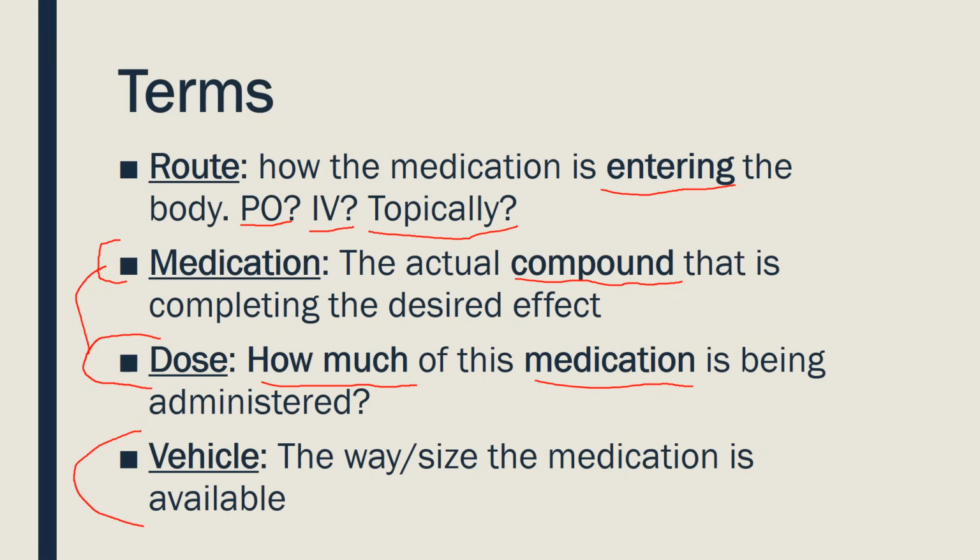The final one is one that people often have trouble with, and that's the vehicle. Think of what a vehicle does in real life. When you think of vehicle, you think of a car, and a car takes you from point A to point B. In medication administration, it's kind of similar because this is the way the medication is available, and this is going to make sense in the coming slides.